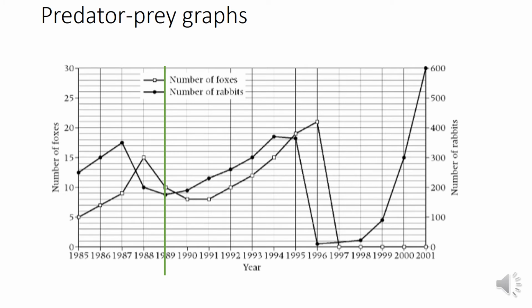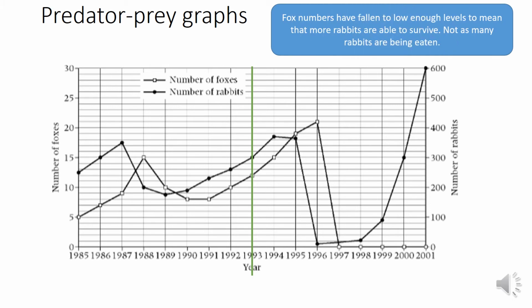So now we're going to move forward from 1989. As you can see, from this point, the numbers of both foxes and rabbits start to increase again. In 1989, the fox numbers have fallen to levels that are low enough, which means that more rabbits are able to survive. Not so many are being eaten.